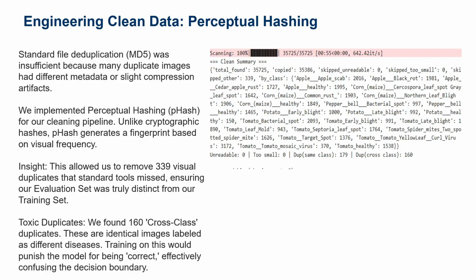As we mentioned earlier, many duplicates in the dataset were not simple file copies. Standard methods like MD5 hashing were not enough because many duplicate images had slightly different metadata or small compression differences, meaning MD5 treats them as different files.